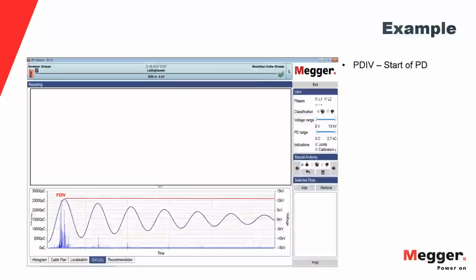So I have a brief example here. We have, for instance, the partial discharge inception voltage. I start raising voltage up, and at the point that I start seeing PD, that's my partial discharge inception voltage.